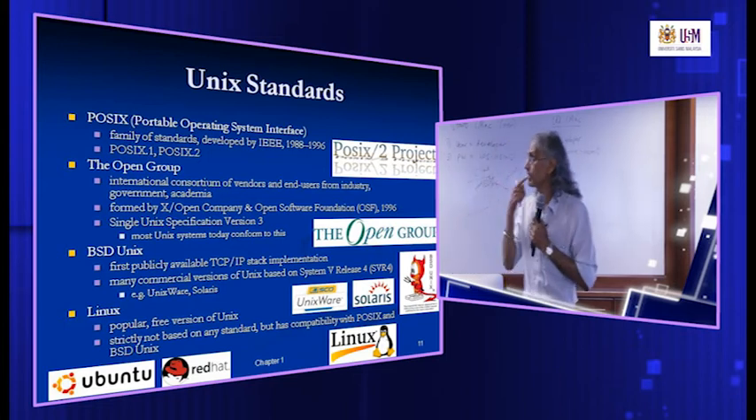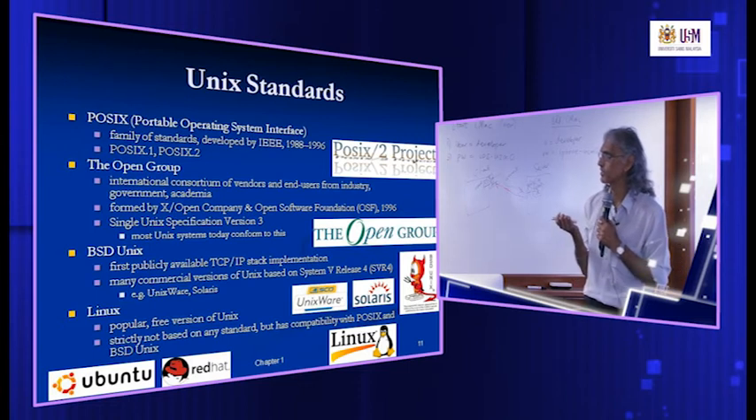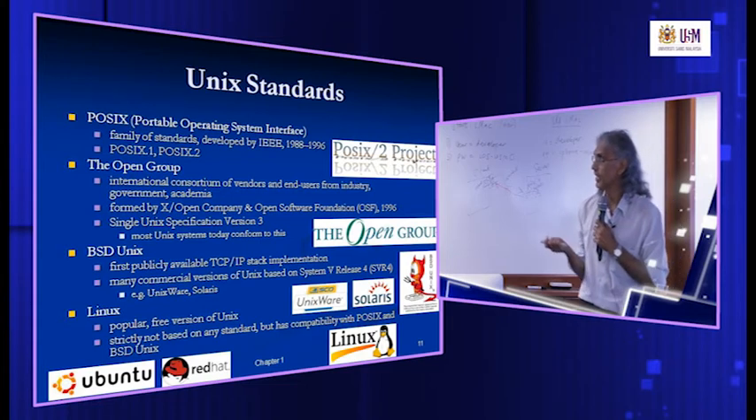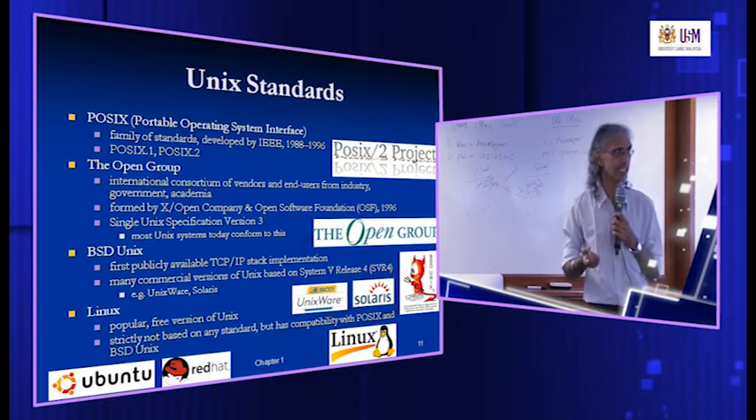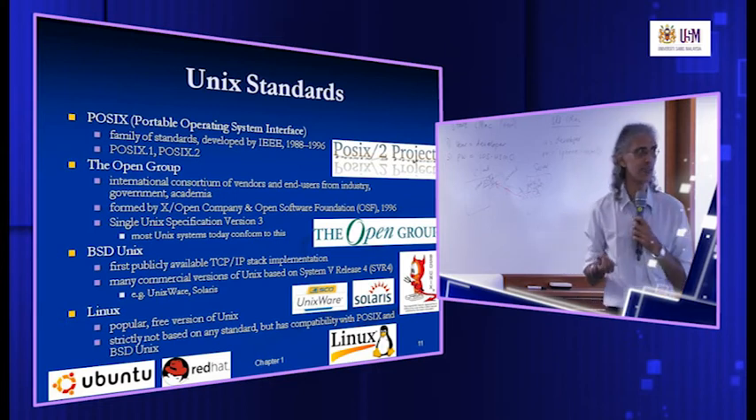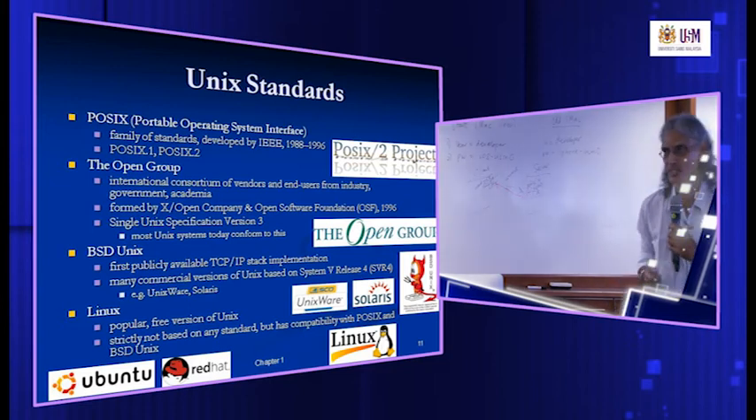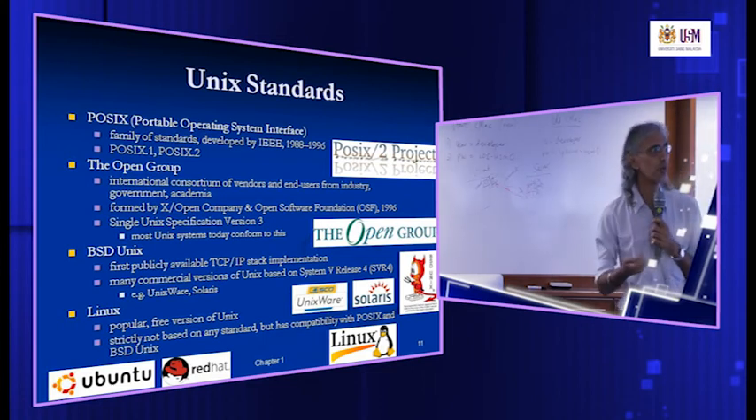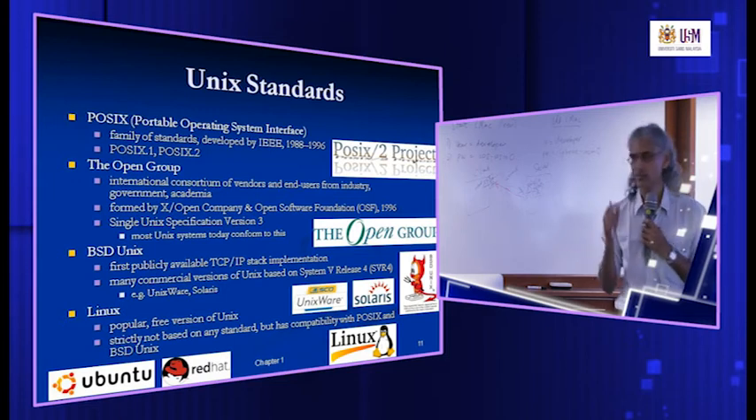Of course, there are other Unix standards, just for your information. So there's POSIX, developed by IEEE, and then there was another one, the Open Group, which was basically a group of vendors and application developers from industry and government. They tried to get together and build a common Unix which is standardized. So they came up with their own standard, X/Open, and then they introduced the Single UNIX Specification version 3 and all that. Again, early days.